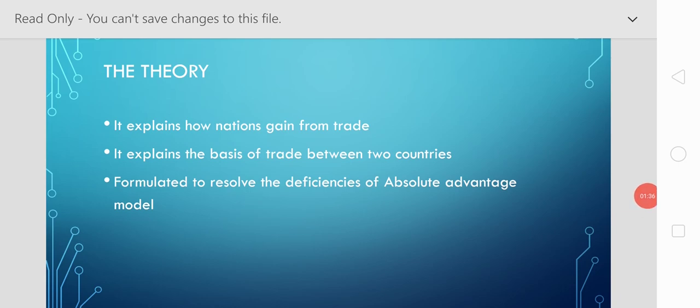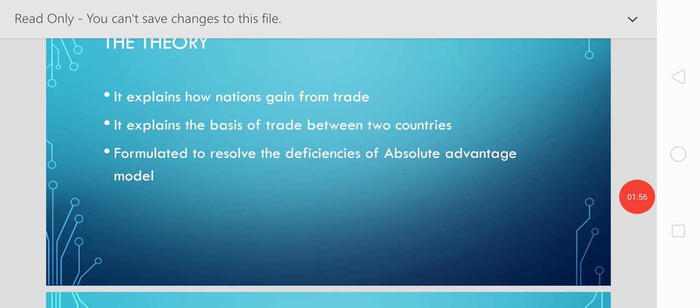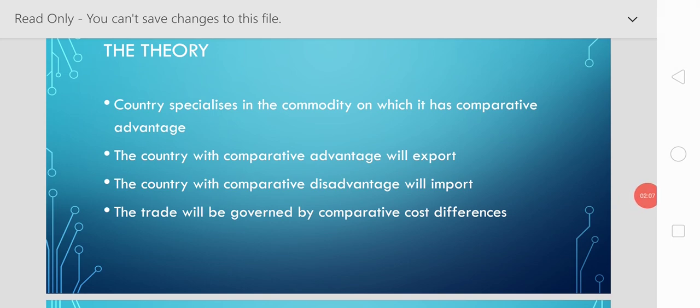So what does the comparative advantage theory say? This theory explains the basis of international trade. It explains how international trade takes place between two nations. As per the theory, a country with comparative advantage can export, and a country with comparative disadvantage can import the commodity from the other nation. There will be some comparative advantage for some nations on some commodities, and some comparative disadvantage for some countries on some commodities.